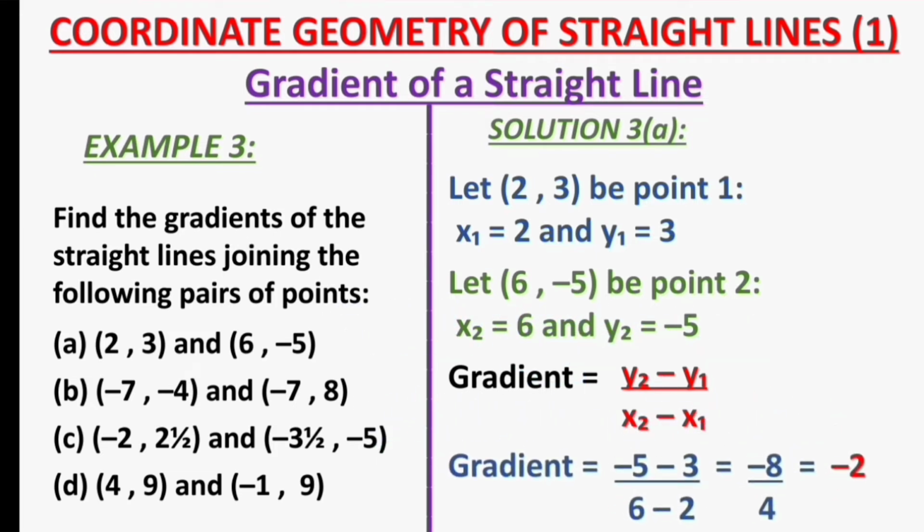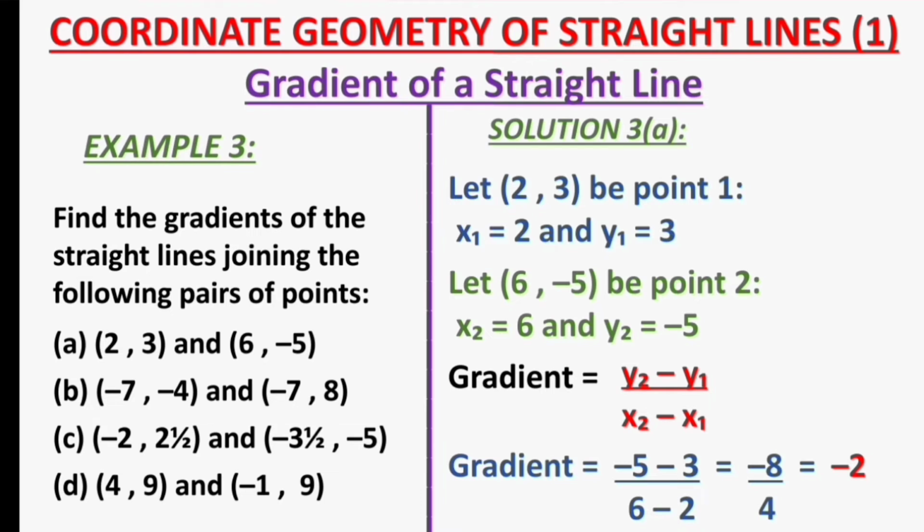When you substitute your values, the gradient of the straight line is minus 5 minus 3 divided by 6 minus 2, which will give you minus 8 divided by 4. The gradient of the straight line is minus 2. I hope you got that right.